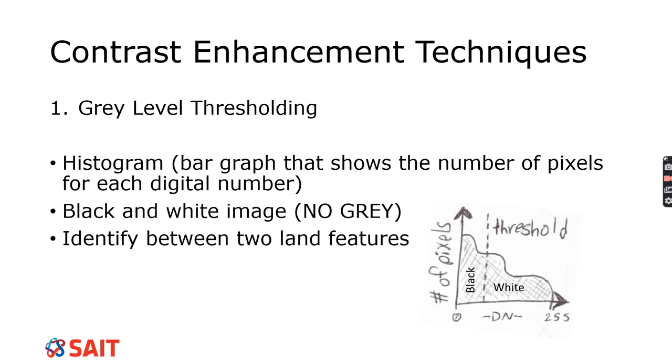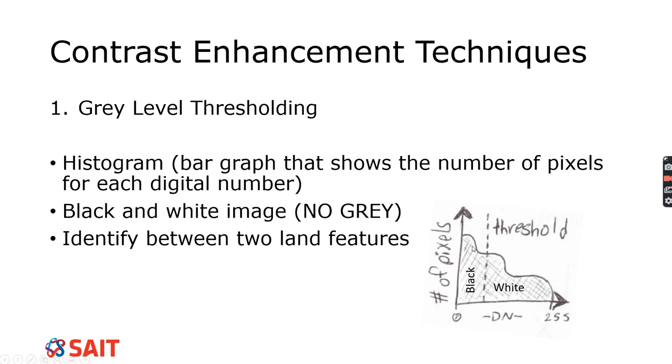We're going to start with the first one, which is gray level thresholding. The idea behind this is that we want to have two numbers. We want to say this is this type of feature and this is not this type of feature. But in order to do that, we need something called a histogram. The histogram is a bar graph that shows the number of pixels on the y-axis and the digital number on the x-axis. So thinking back to what gray values I'm looking at.